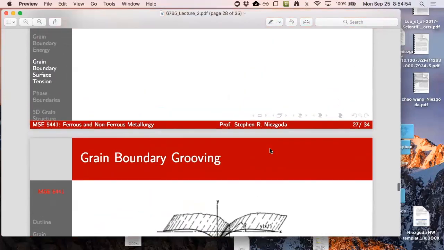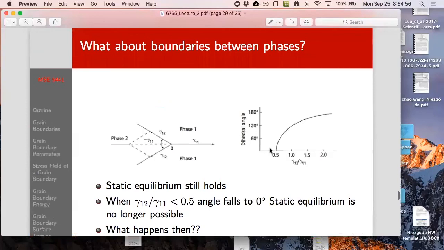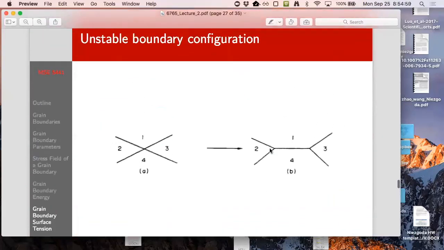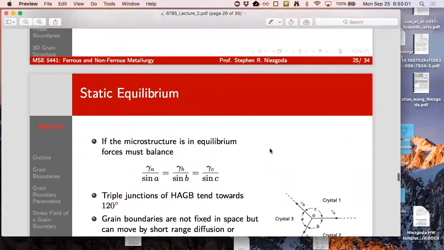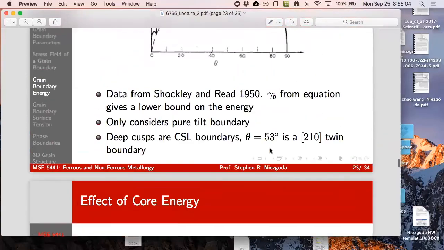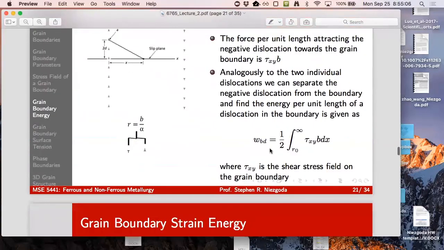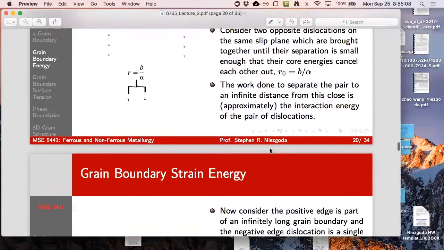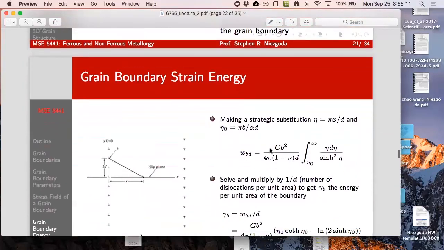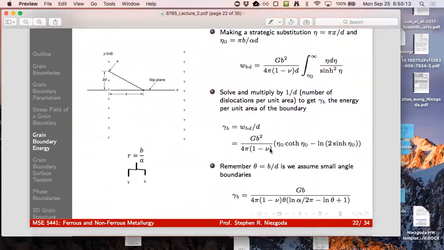So if you look at the surface energy, right? So what goes into the surface energy equation, right? So that's the, it basically, right? This is the elastic effect of all of the dislocations that make up the grain boundary, right?